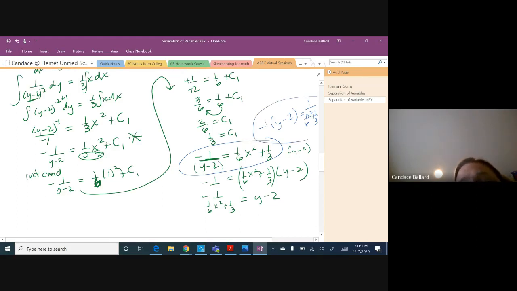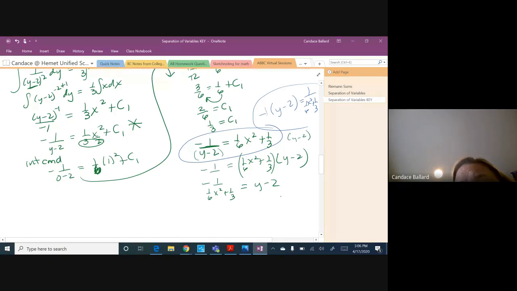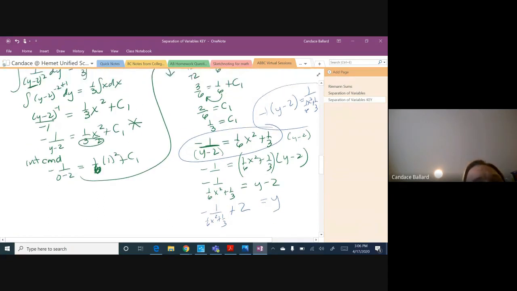Okay, the only thing I need to do to finish this up is to add the 2 to the other side. So y equals negative 1 over 1/6 x squared plus 1/3 plus 2. Okay. All right. Any questions on that one?